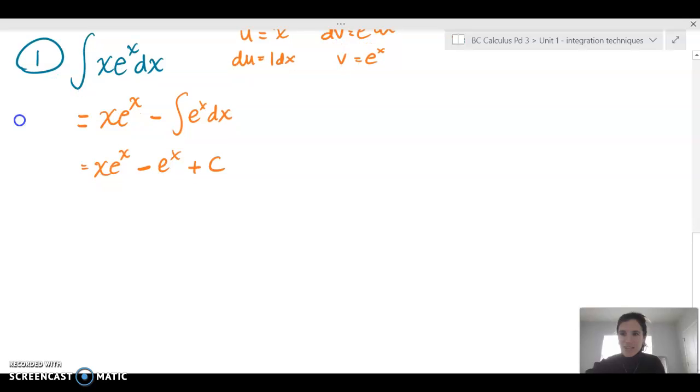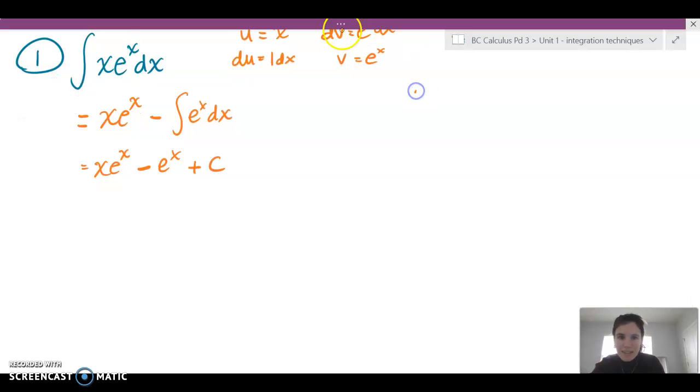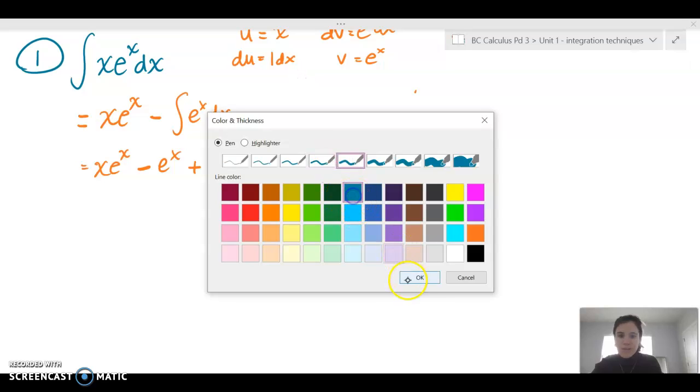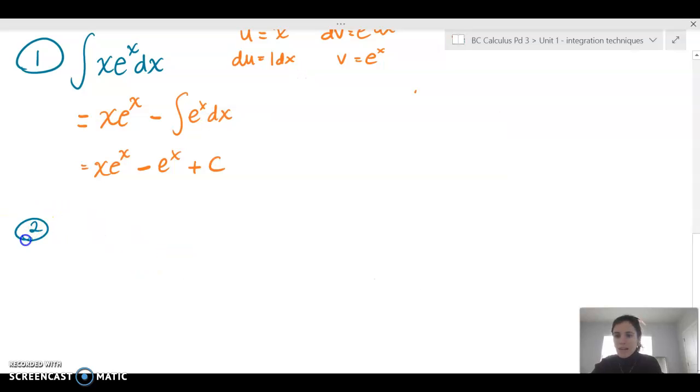All right, let's see if we can do it again. All right. So example 2. My goal is to get through a few examples with you guys, and then in class we'll cover some more techniques as well. All right, let's say we have the natural log of x dx.